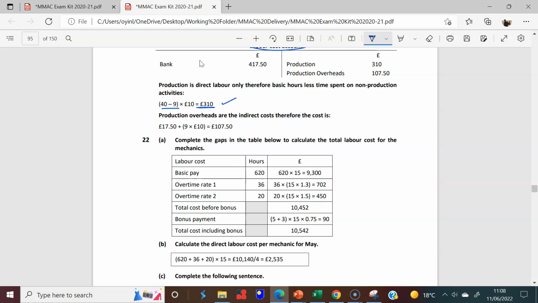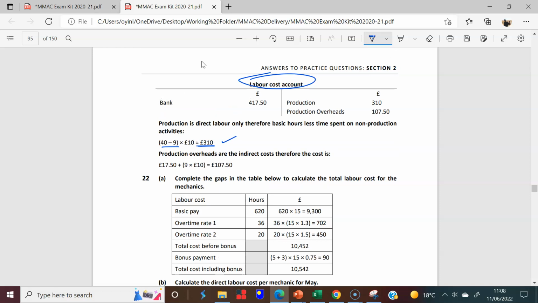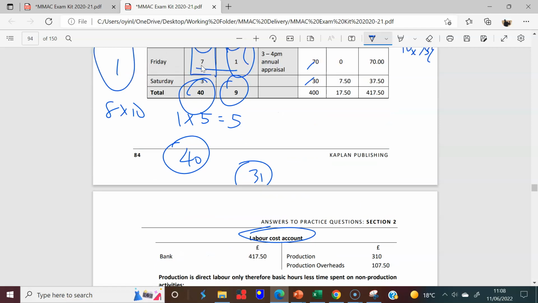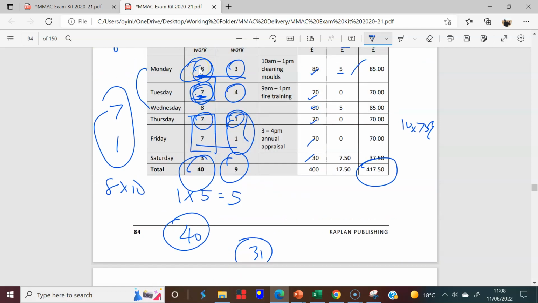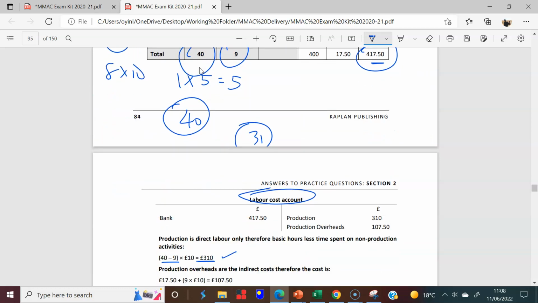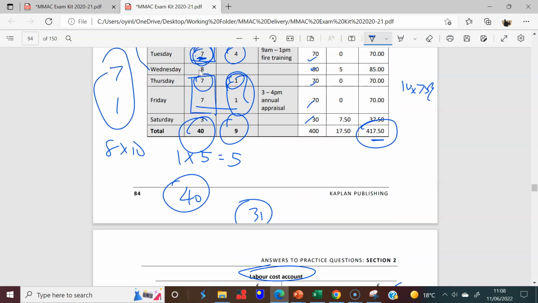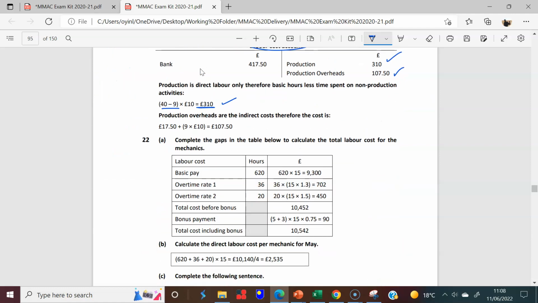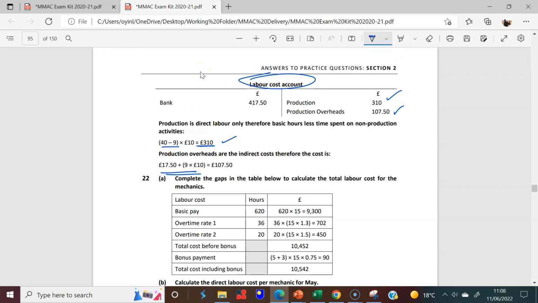And so that's your direct cost, your production cost, and everything else, if you like, everything else. I mean, here's your total of 417 here. So your basic rate, of course, is 310 your production, and then the balance goes to overheads. But we know that we had 9 hours, so 9 times 10 is the standard rate there, because we charge these overtime hours to overheads. We're charging these hours to overheads here, and that's, if you like, 107.